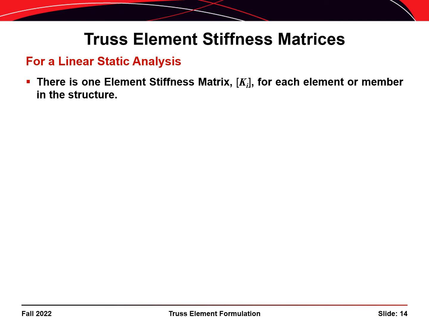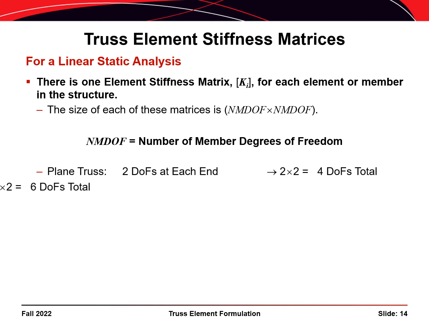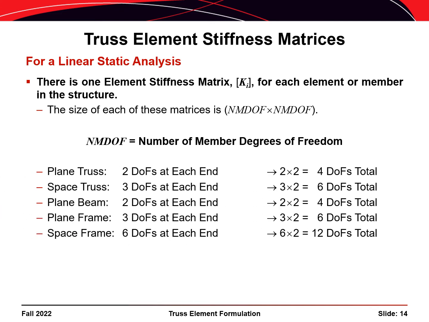There's one element stiffness matrix, K sub I, for each element or member within the structure. Each one of these element stiffness matrices has one row and one column for each member degree of freedom. If we're talking about a plane truss member, there are 2 degrees of freedom at each end, so there's a total of 4 degrees of freedom, or 4 rows and 4 columns in each member stiffness matrix. For a space truss, there are 3 degrees of freedom at each end, or 6 total degrees of freedom, so the element stiffness matrix would be 6 by 6, and so on.